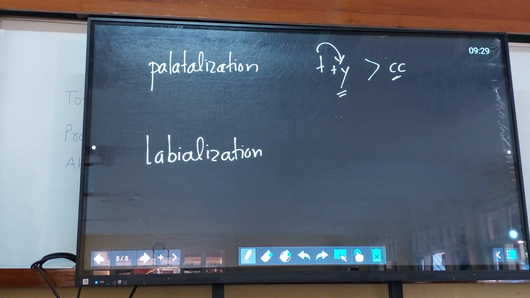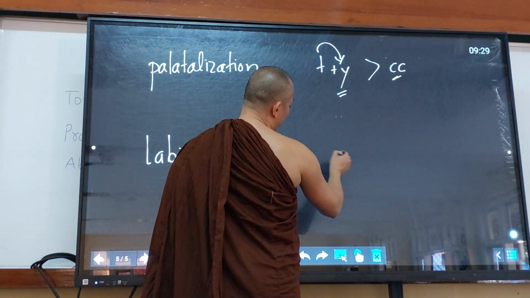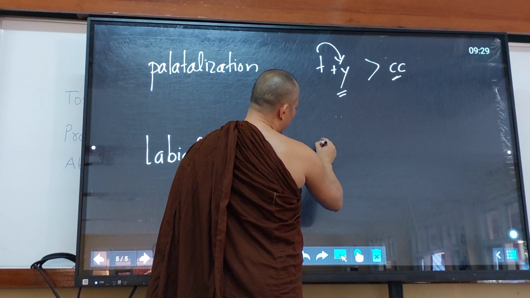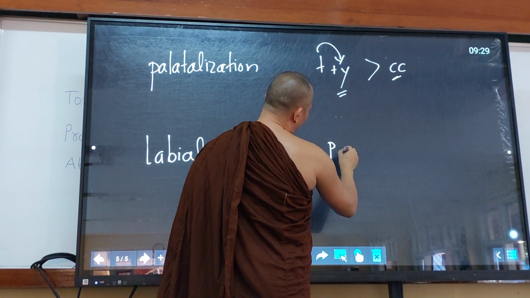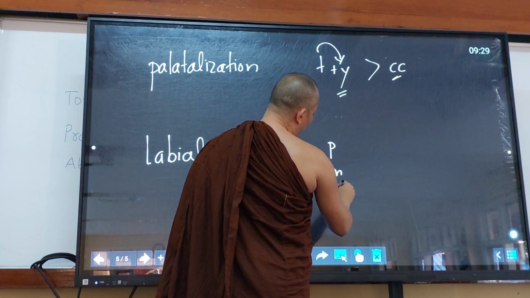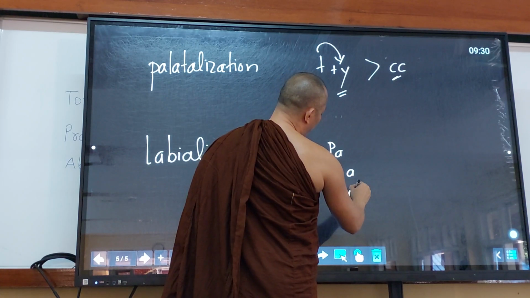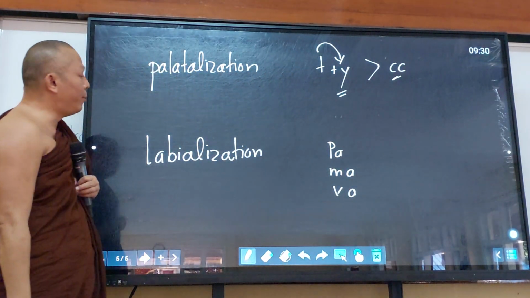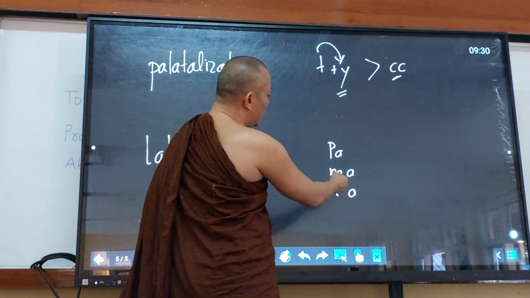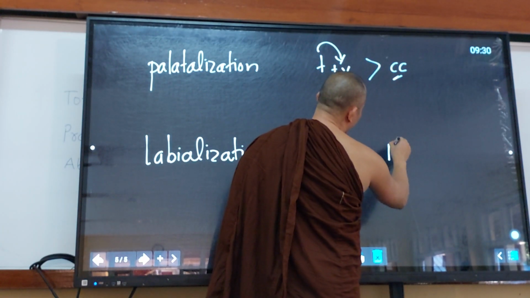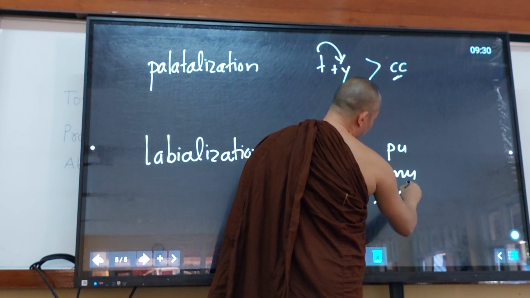But labialization is commonly in vowels. Before that, we can see a consonant like ba or ma or wa, and after that the vowel. So the consonant is labial, but the vowel is guttural. At the time, in some forms, ba changes to bu, ma changes to mu, and wa changes to wu.